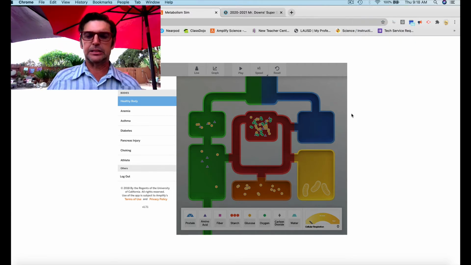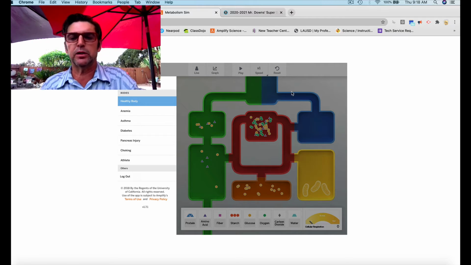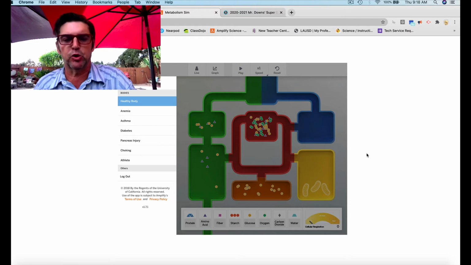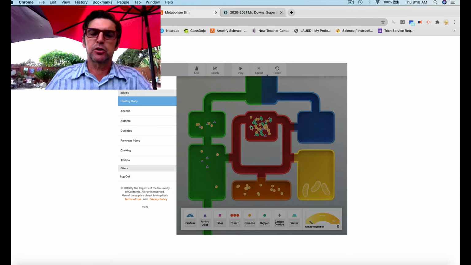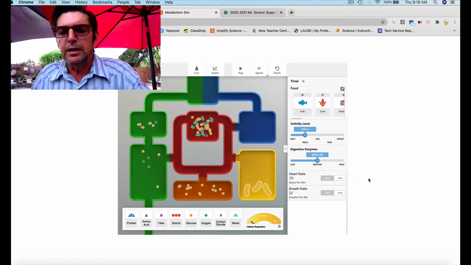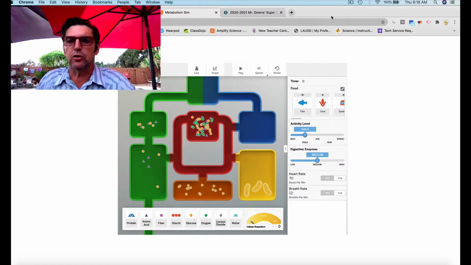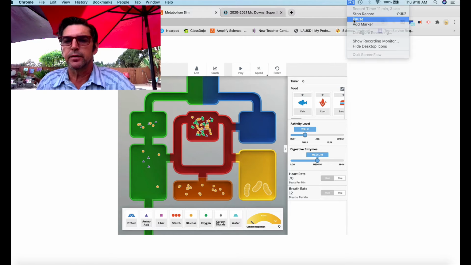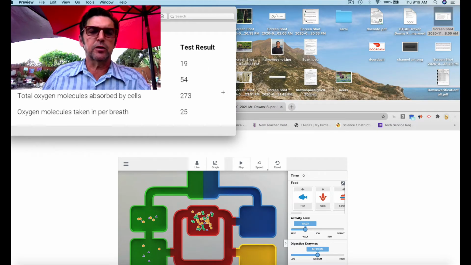All right, let's do this. I'm going to play with the sim. If you're watching from home, if you're on your own, if you got confused, if your group didn't talk, pay attention. So we have a healthy body here. Let's click play. Based on our test results, let me pull that up. Took a really good look at our test results.